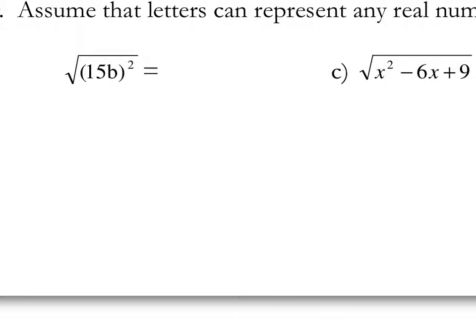Square root of the quantity 15b squared. Well, when you're squaring a product, you know it's 15 squared and it's b squared. So the square root of 15 squared will be 15, and the square root of b squared, that's where we need that absolute value to force it to be positive.